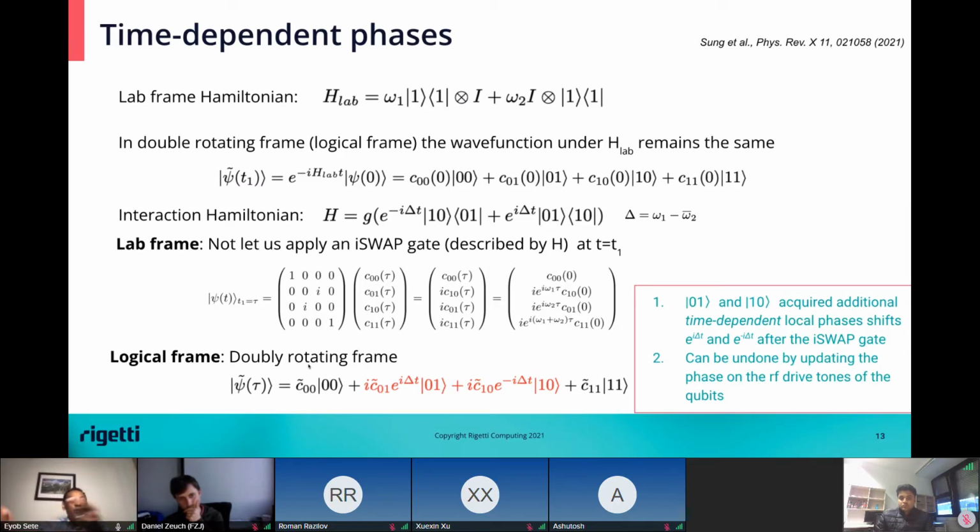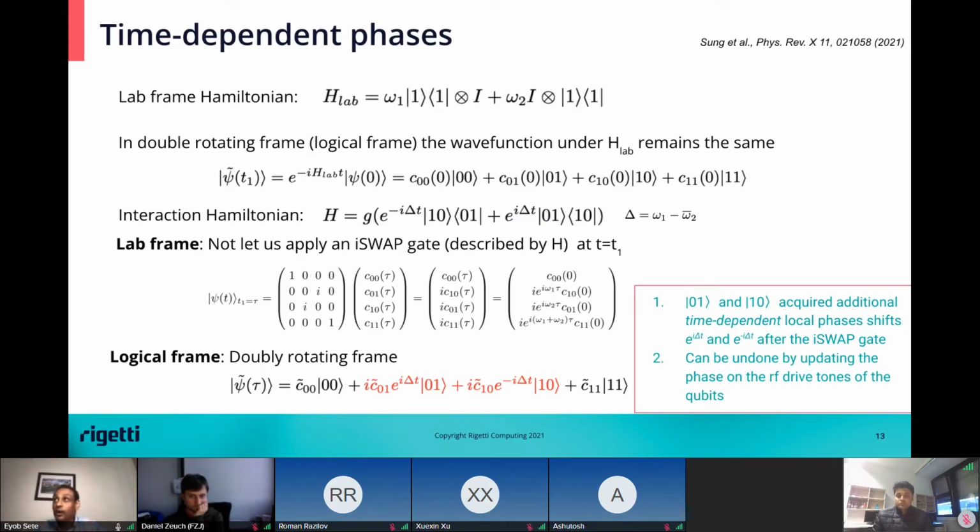So if you go to the doubly rotating frame, effectively transforming the Hamiltonian to this interaction, what you see is these time-dependent phases, which depend on the detuning between the qubits. So the first point here is these states 0 1 and 1 0 acquire these time-dependent phases, or local phases, I would say, after the application of iSWAP.